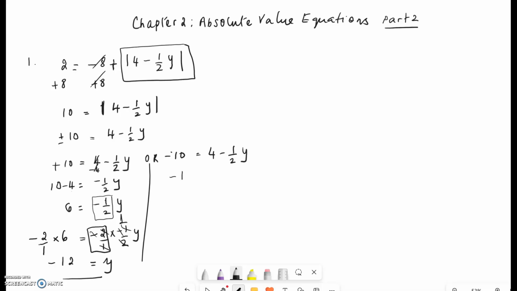And the other one, negative 10 equals 4 minus half y. We subtract 4 on both sides. We get negative 14. The 4 and the minus 4 get cancelled, and we have negative half y. How do we get rid of the negative half y that's multiplied to y? We have to multiply both sides with the reciprocal of negative half. The reciprocal of negative half is also negative. You flip the fraction.